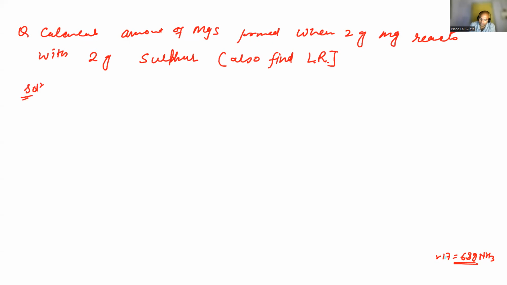So how can you do the solution? You see, that is Mg plus S, simple. It is going to give MgS. This is the simple equation. Magnesium, what is the atomic number of magnesium? 12. So 12 multiplied by 2, that is 24. Sulfur is 32.